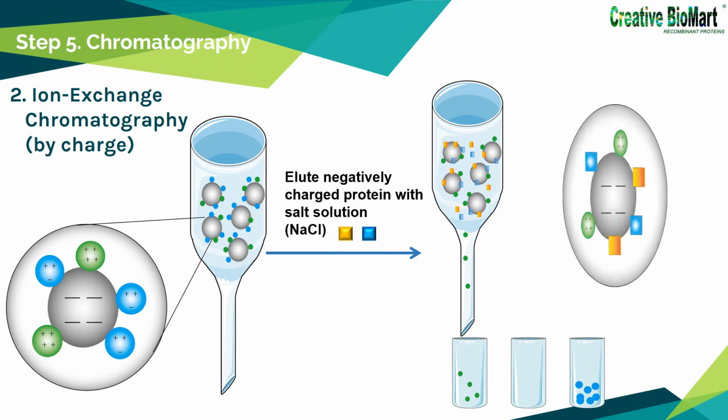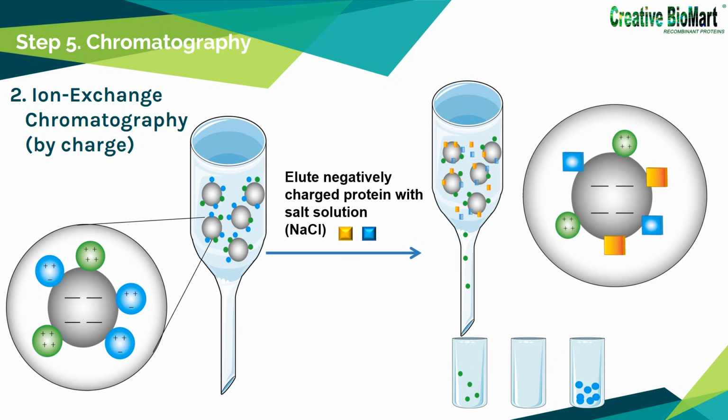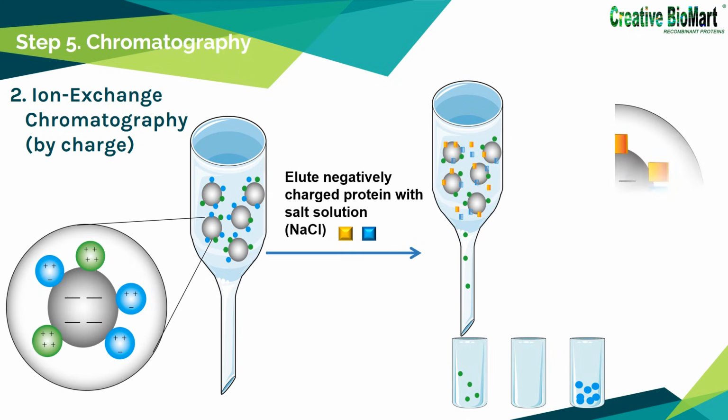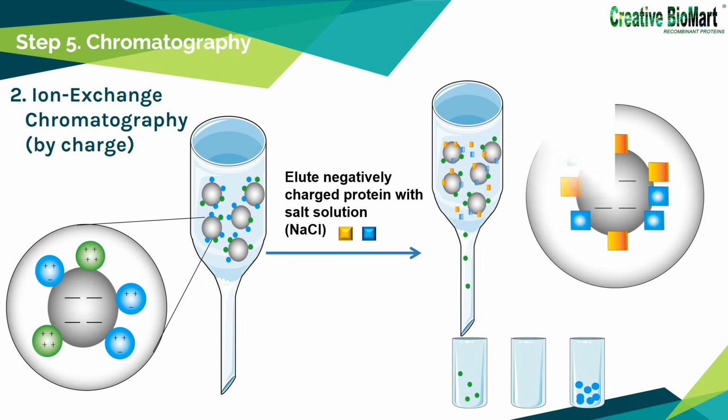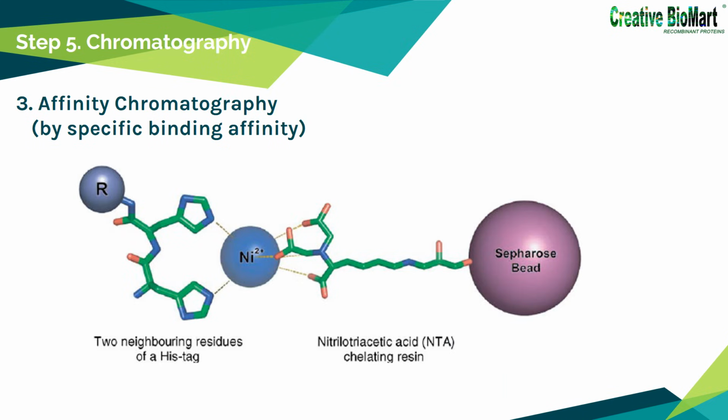Proteins with less net positive charge are released first, then the higher charge density proteins. There are many kinds of ion exchange chromatography. You need to choose a suitable chromatography depending on the character of your protein of interest. Affinity chromatography is another powerful and generally applicable means of purifying proteins.